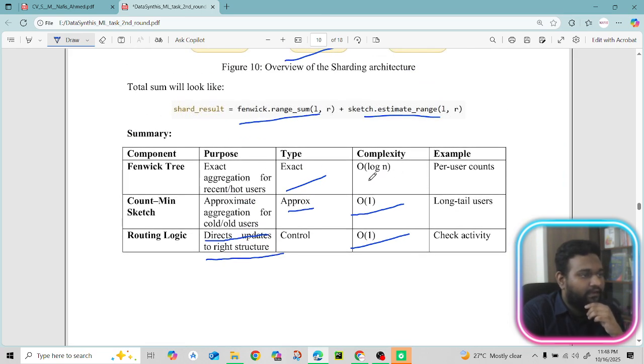Then, for the exact case, I have already shown it is in order of log n time. So that's how I can achieve what the question said. Let's go to the next question.